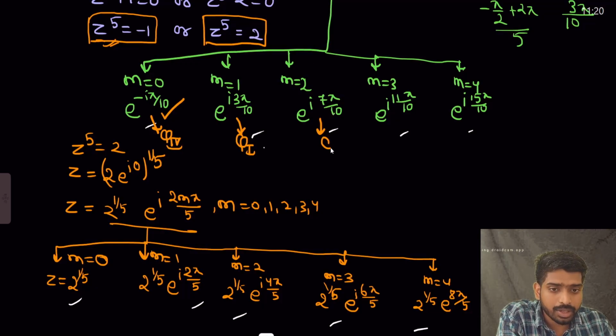It will be in the second quadrant, right? This one will not count here, since my cos theta, which is my real part, will be negative. These two will count. This is in the second quadrant. 11 pi by 10: 11 into 18 degrees is around 198 degrees, right? This will be in the second quadrant again. Here also my real part will be negative.